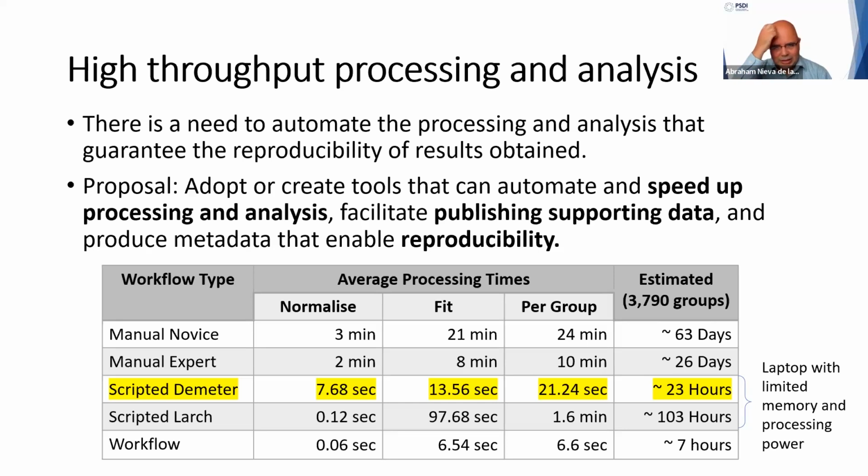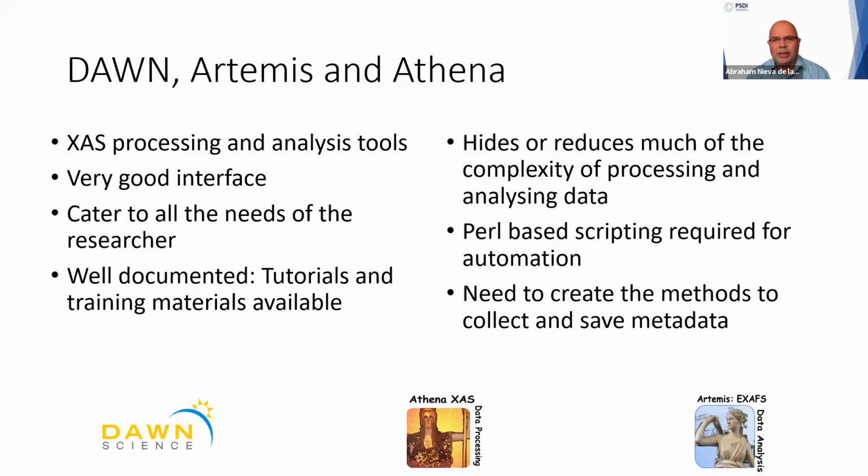For instance, we created this SAINS analysis workflow in which we were able to really reduce the time of processing a large data set of more than 3,500 groups from days to some hours, in some cases even really fast speed up, when compared to the normal processing that requires these tools that everybody knows, Artemis, Athena, Dawn. They are very good tools. They cater to all the current needs of the researchers.